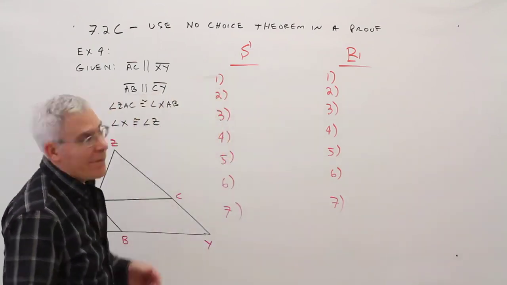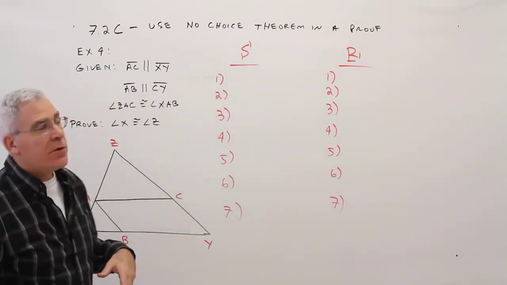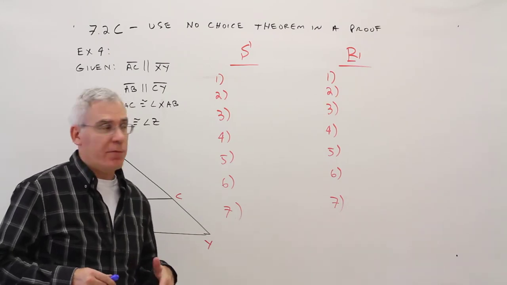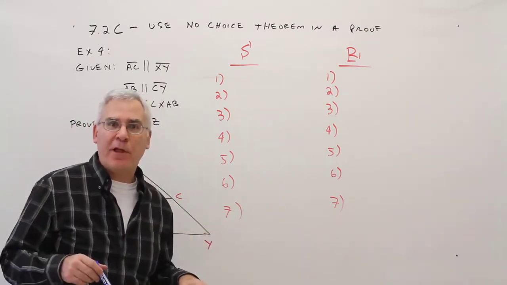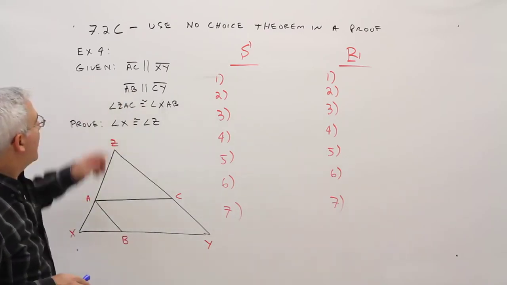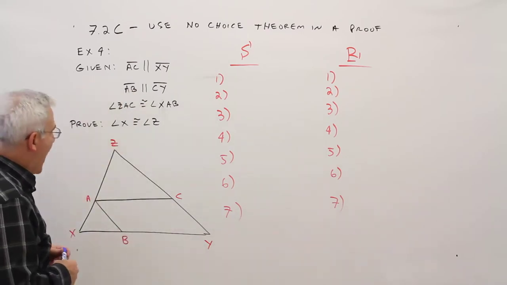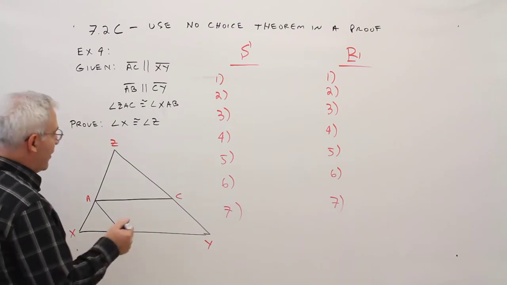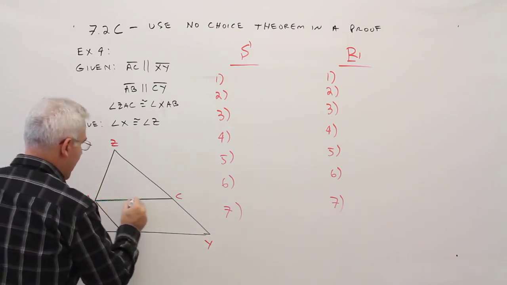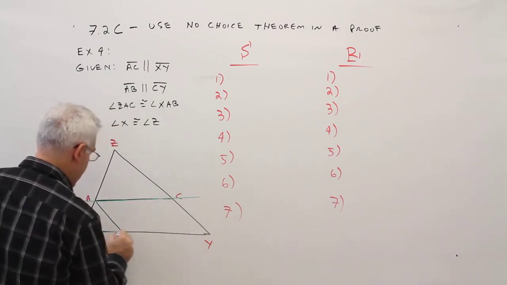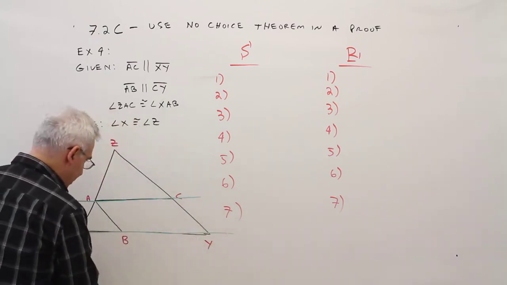Welcome to video 7.2c. Use the no choice theorem in a proof. Alright, this is example 4. I'm skipping example 3 to keep the video length lower. Alright, given, and I'll mark things up, AC is parallel to XY. And again, for me it helps if I extend those parallel lines.